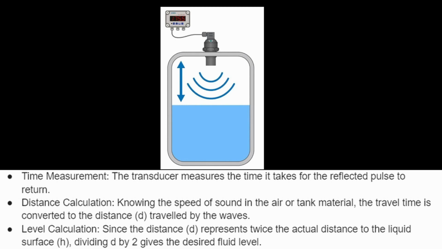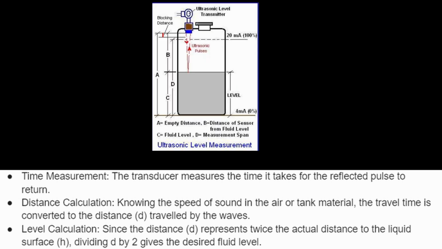Distance calculation. Knowing the speed of sound in the air or tank material, the travel time is converted to the distance d traveled by the waves. Level calculation. Since the distance d represents twice the actual distance to the liquid surface, dividing d by 2 gives the desired fluid level.